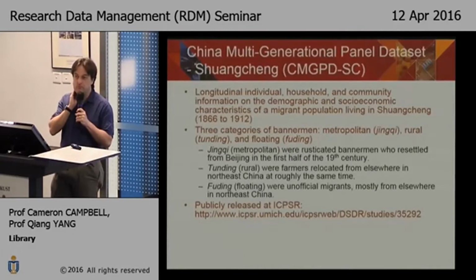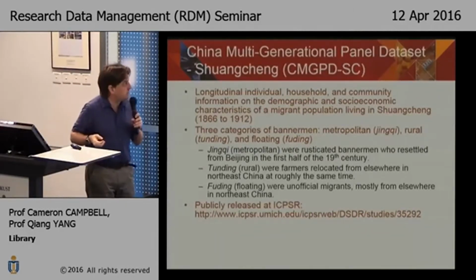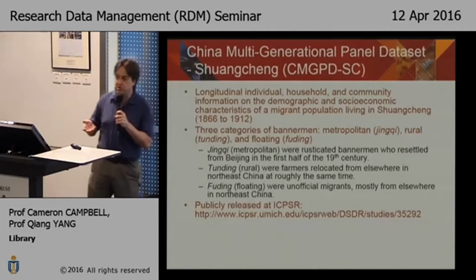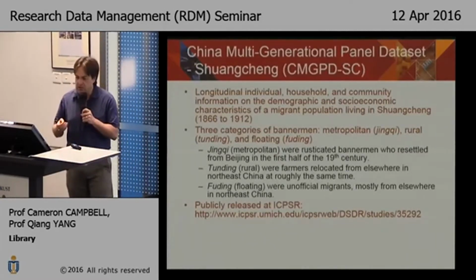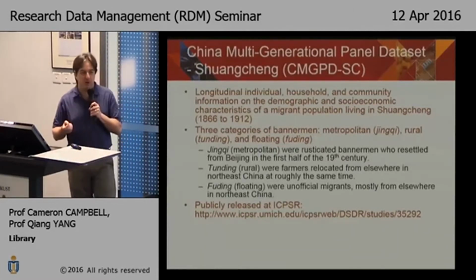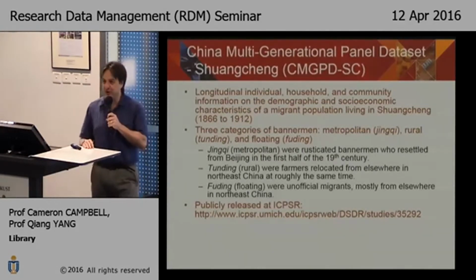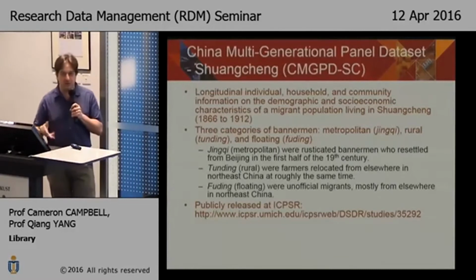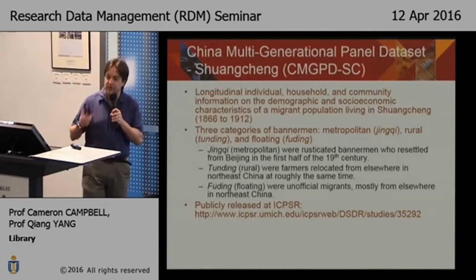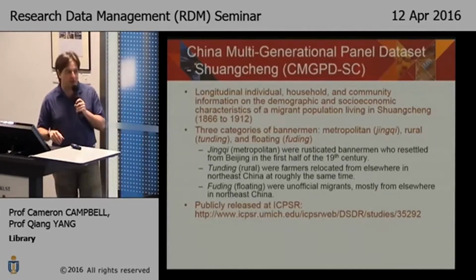Is anyone here from Shuangcheng by any chance? Sometimes we actually get people. This was an unusual population that was covered by a state registration system in the 19th century. Essentially, in the late 18th century, the Qing government got tired of spending money on bannermen that were living in Beijing, sort of living off of state stipends, drinking their tea and fighting crickets. So they thought it would be a great idea to take them and send them to Heilongjiang to become farmers.